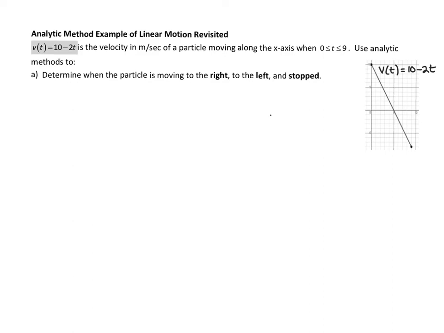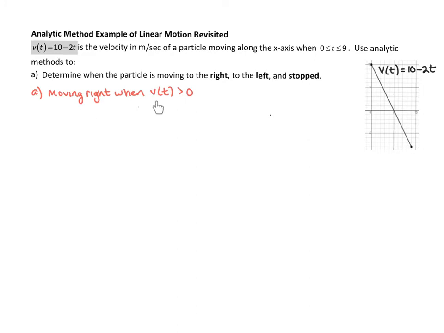Okay, in this video, we're going to show analytic methods to visit some linear motion problems. First problem is we have a velocity equation 10 minus 2t of a particle moving along the x-axis from t equals 0 to t equals 9. First thing we want to determine is when the particle is moving to the right, to the left, and stopped.